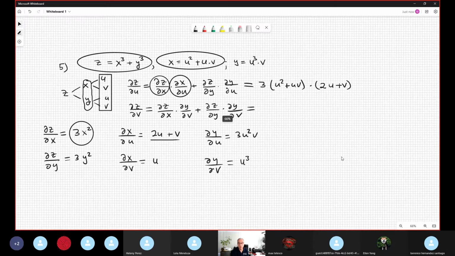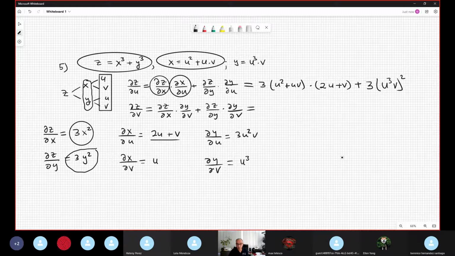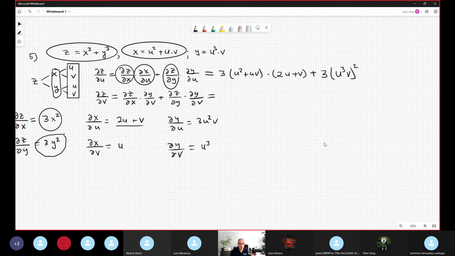Plus partial derivative z with respect to y is this. So 3 times y squared. Who is y? Well, y is u cubed b squared. One extra step: yeah, this is cosmetic algebra. You foil here, and you apply the property of the exponent. So I did that part. Times partial y with respect to u is 3u squared b.